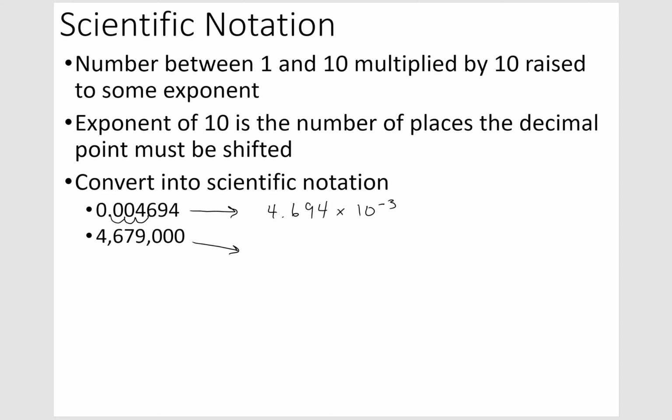Going the other way with something like this, again, 2, 3, 4, 5, 6. So this one's going to be 6. So that'll be 4.679. Now this one, again, is a large number, so I'm going to have positive. That decimal point's going to be moving to the right. So it's going to be times 10 to the 6th.